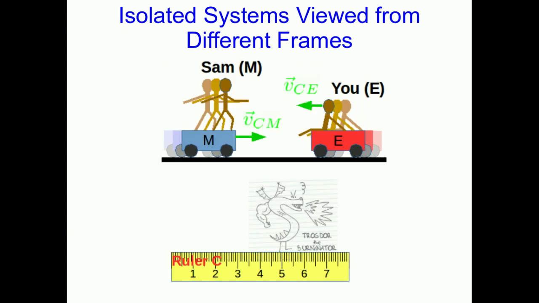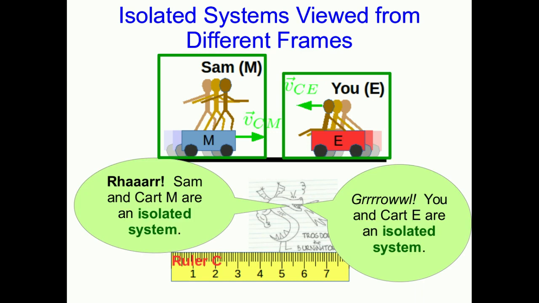Well, let's bring ruler C back in. So Trogdor the Burninator is riding along on ruler C. And relative to ruler C, both you and Sam are moving, but again, both at constant velocity. And so Trogdor, again by exactly the same set of arguments, agrees that you are in an isolated system and Sam is also in an isolated system.